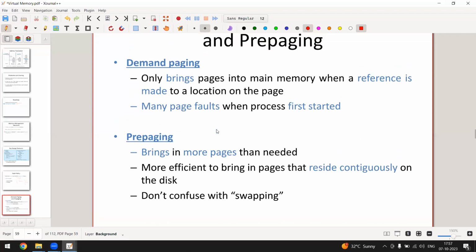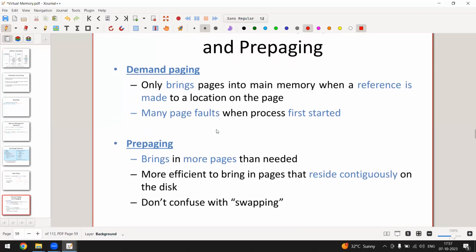Pre-paging is not swapping. In swapping, you bring the new pages only when the current page is to be swapped out. But in case of pre-paging, you bring some extra pages. Suppose you require 3 pages, but if you are using pre-paging, then you bring 10 pages, right? So 7 additional pages you have to bring in case of pre-paging.